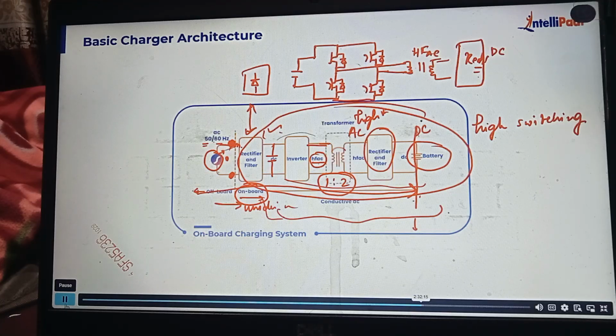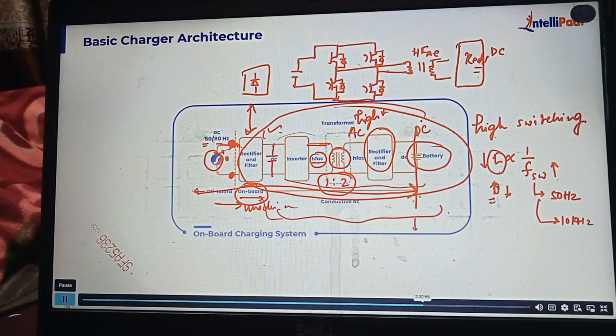Because of the size. If I talk about this inductance, L is inversely proportional to the switching frequency. So if I go for a higher switching frequency, the value of inductor will be lesser. Suppose the switching frequency is the fundamental, 50 hertz. What would be the size of the inductor? It will be large. If the switching frequency is 10 kilohertz, the value of the inductor will be small. Are you able to get it?